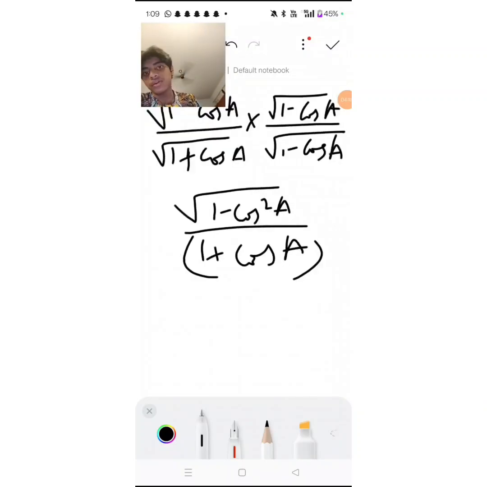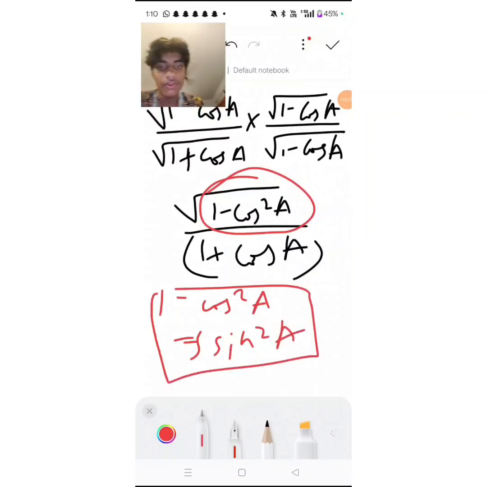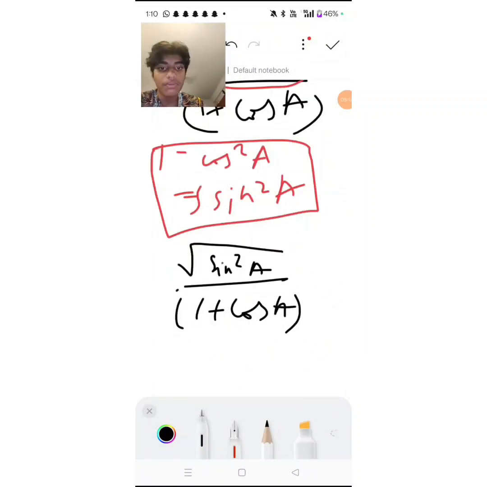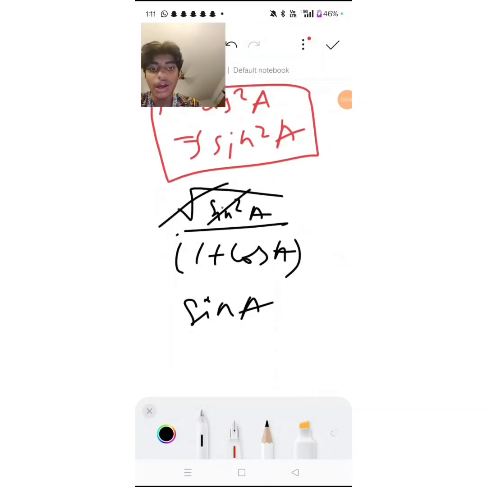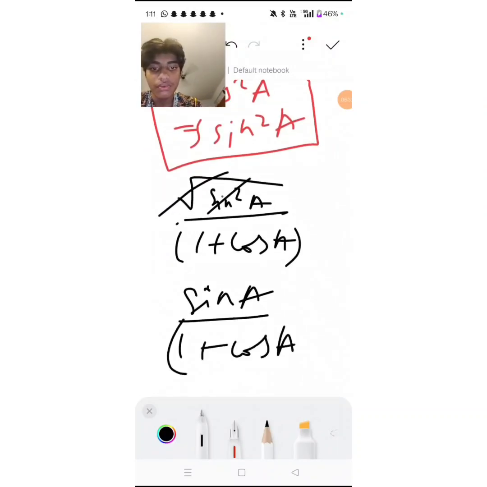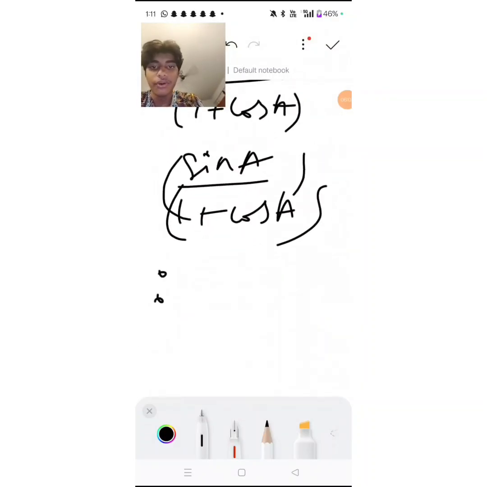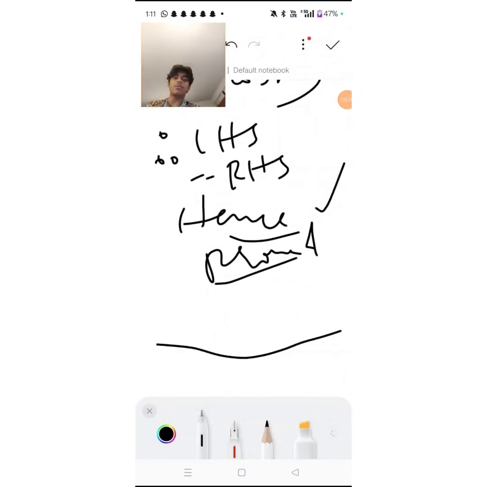So what's the next step? Now, as you can see, I'm going to apply an identity over here: cos square A plus sin square A is equal to 1. So 1 minus cos square A is basically sin square A. This is what we already know. You can rewrite the numerator as sin square A, and now, as you can clearly see, this and this cancel off. So it's just sin A upon 1 plus cos A. This should ultimately be your answer. Is that your RHS? Yes, that's your RHS. So therefore, LHS is equal to RHS. Okay, now let's move on to the next one.